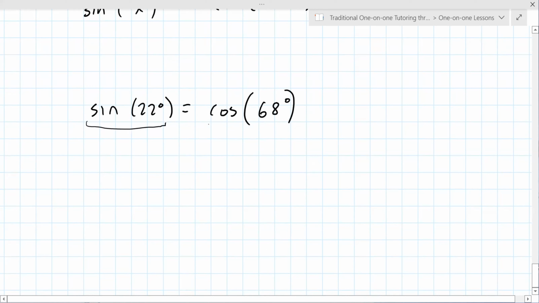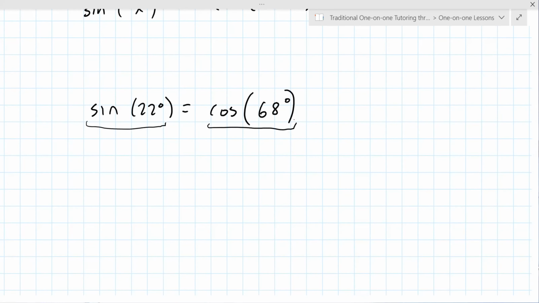So let's say I said it's the sine of 22 degrees. This equals the cosine of what number? What has to go here so that they add up to 90? 68. Now go to your calculator, make sure it's in degrees, and type each of these in. You should see that they're the same. Sine 22, and cosine 68. They are exactly the same.